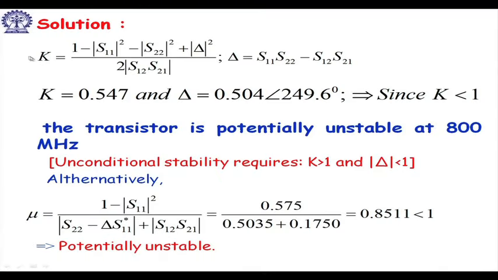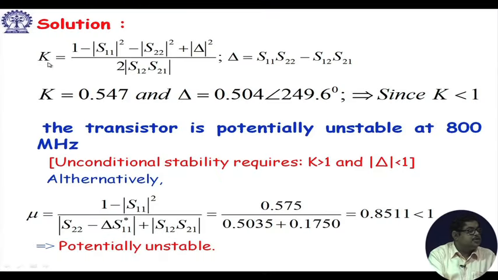So, we will apply Rollett's test. K we can calculate and delta we can calculate. It turns out that K is equal to 0.547 and delta is 0.504 with a phase of this. Now, since K is less than 1, we see that it fails Rollett's test. So, the transistor is potentially unstable at 800 megahertz, because we know that unconditional stability requires K greater than 1 and magnitude of delta less than 1.